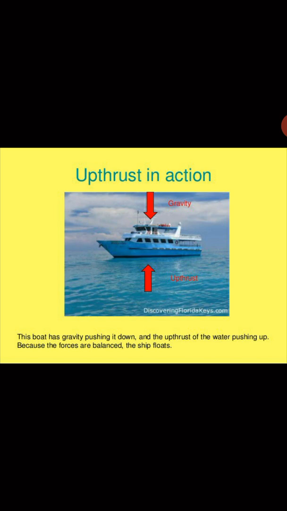The ship can float on water because of upthrust. This upthrust is a force which acts on the body which is in the water, and it balances the force of gravity which acts in the downward direction. Here again, gravity and upthrust are in opposite directions, as shown in the image with red arrows. Gravity is pulling the ship down while the upthrust pushes up, and this happens till both the forces are balanced. Gravity is balanced by upthrust, and then only the ship can float.